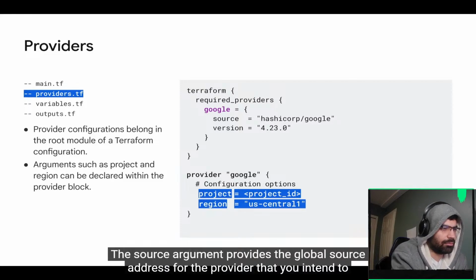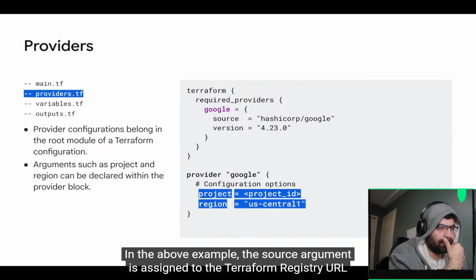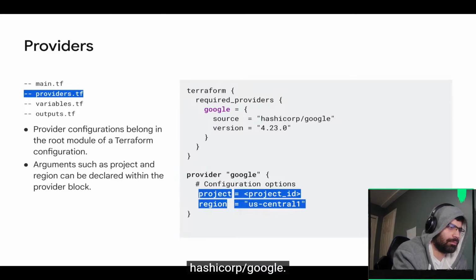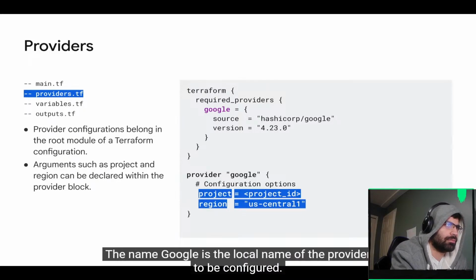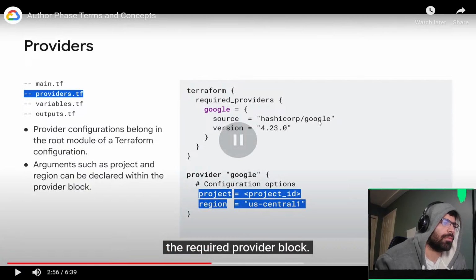The source argument provides the global source address for the provider that you intend to use. In the above example, the source argument is assigned to the Terraform registry address hashicorp/google. The name google is the local name of the provider to be configured. To ensure that the local name is configured correctly, the provider must be included in the required_providers block. So this google here is coming from this google. Arguments such as project and region must be declared within the provider block.